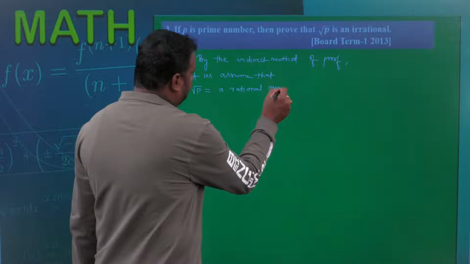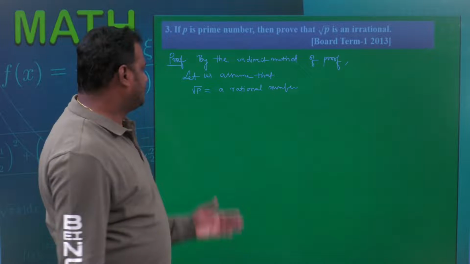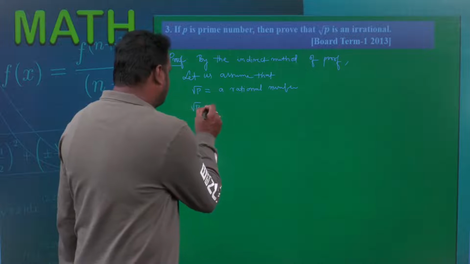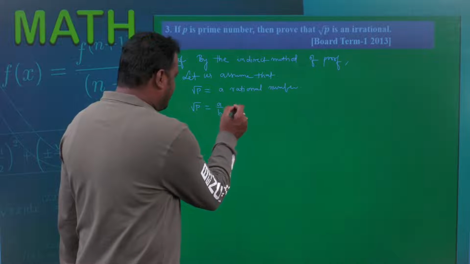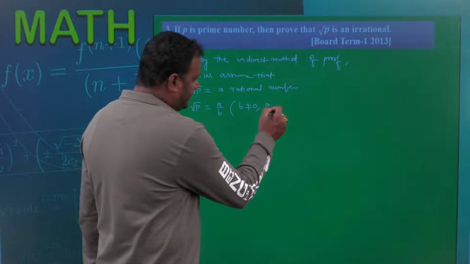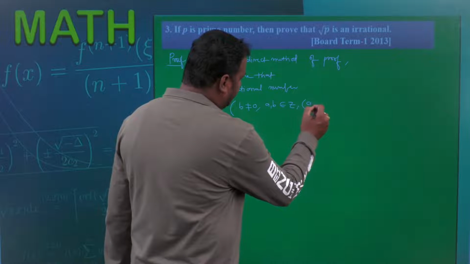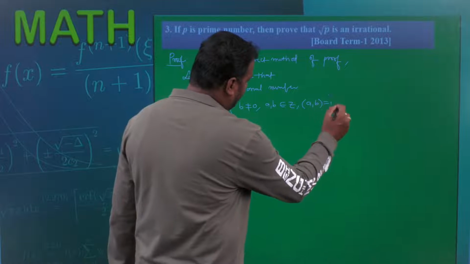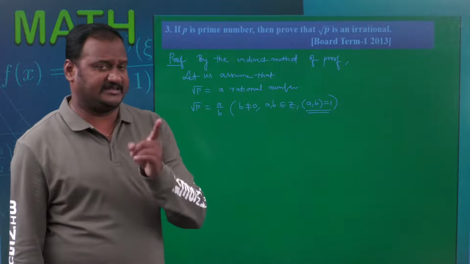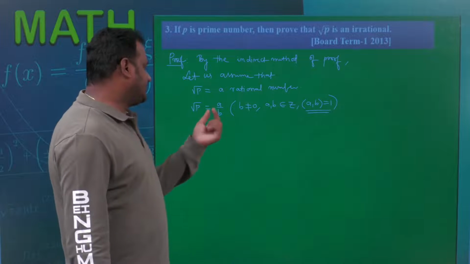Root p is a rational number. We know that every rational number can be expressed in the form p by q, but p is already there, so let us use a by b. So root p is equal to a divided by b, provided b is not equal to 0, where a and b are both integers, and HCF of a and b is going to be 1. I am telling you again that HCF of a, b equal to 1 plays a major role in this. Right, so root p is equal to a by b.